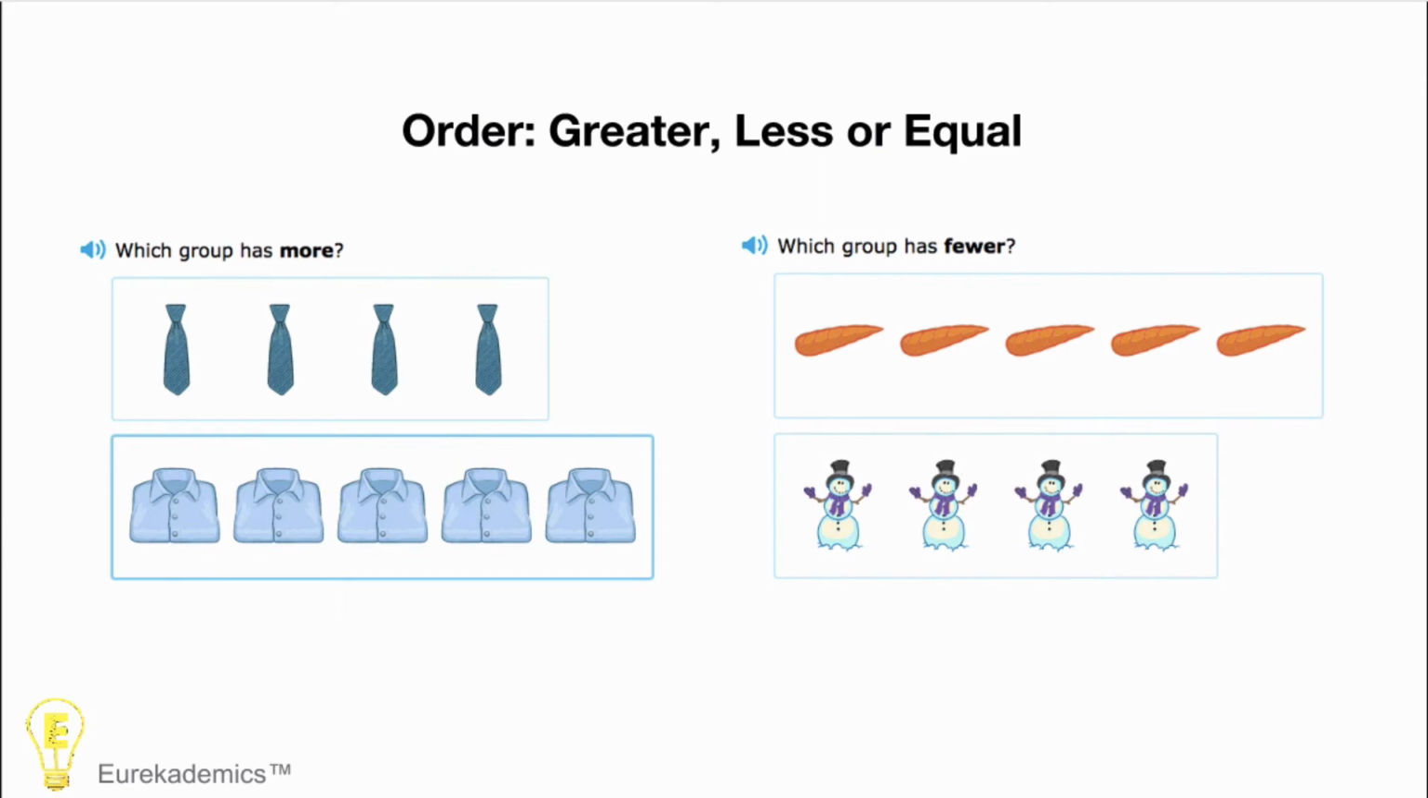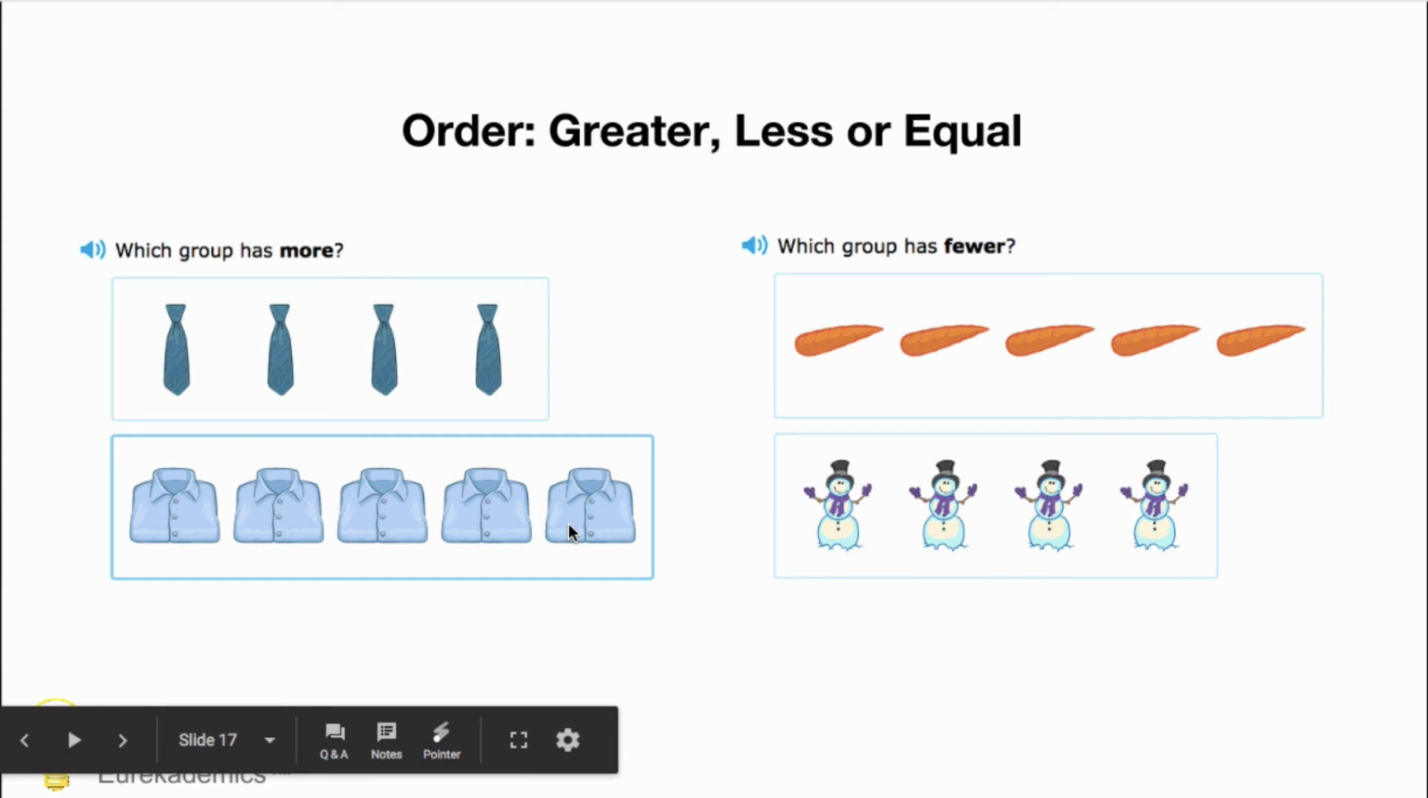All right, let's practice ordering things. Greater, less than, or equal. Those are your choices. So which group has more? Let's see. On the top I see 4 ties and I see 5 shirts. Which group has more? Okay, 5 shirts is more than 4 ties.